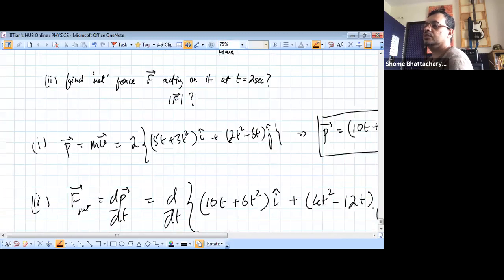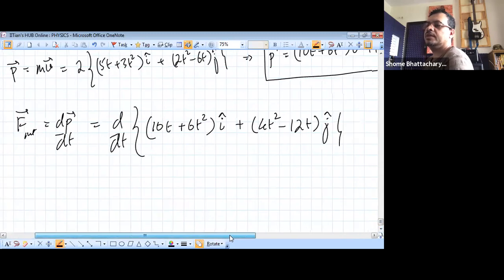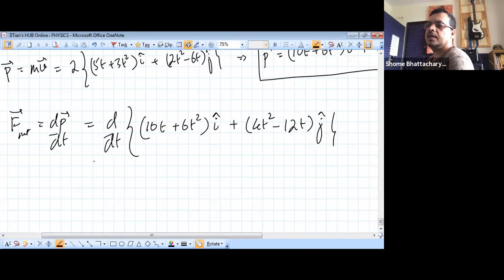So when you apply the differentiation, now pay attention to these steps closely. Okay. So hope up to this step is clear to all of you. Momentum, and then net force is equal to rate of change of momentum. Right. So no doubts up to here.